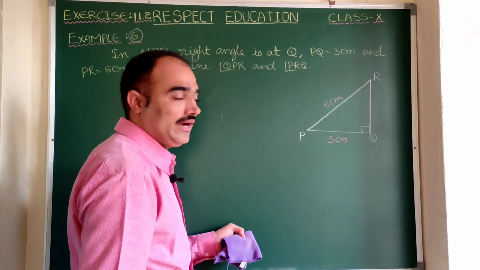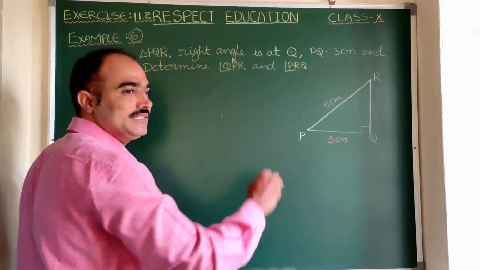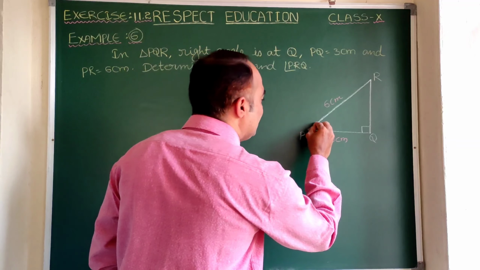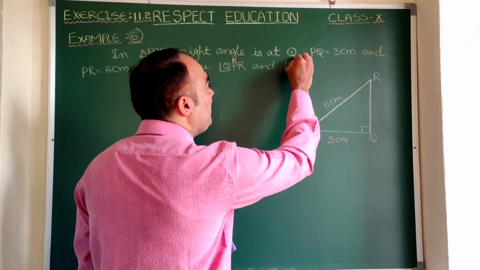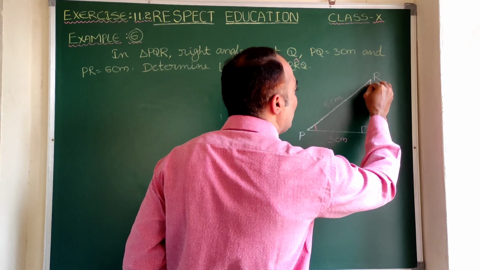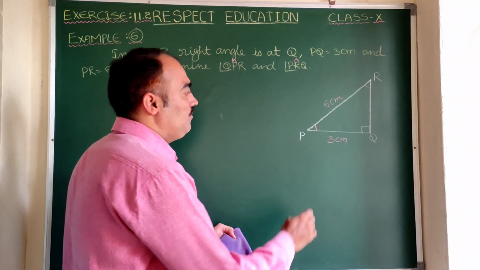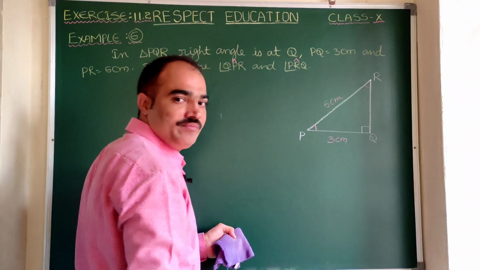Then we are asked to find angle QPR. So angle is at P. So this is the angle we have to find. And also angle PRQ, angle is at R. So this is the angle. These two angles we have to find now. First let us find this angle, that is angle QPR.